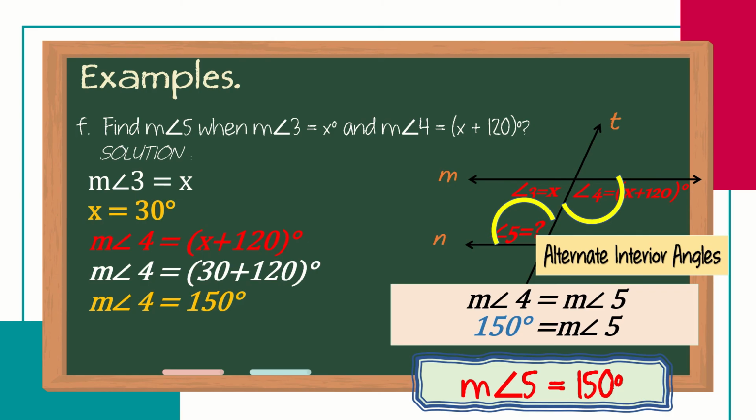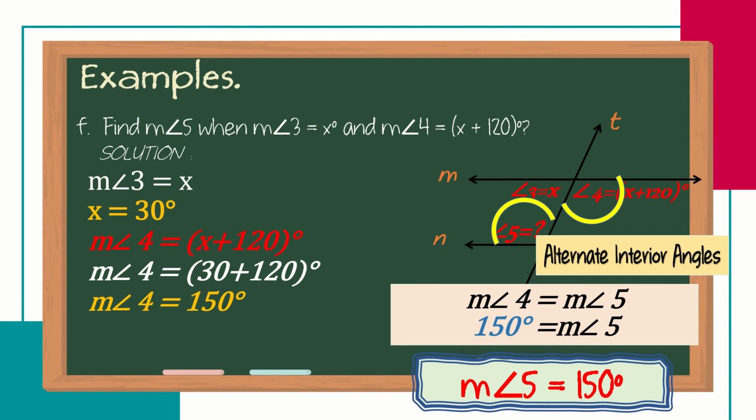Another way to solve for the measure of angle 5 is that we can use the measure of angle 3, or the value of x, and angle 5. We know that angle 3 and angle 5 are same side interior angles, and same side interior angles are supplementary. The measure of angle 3 plus the measure of angle 5 is 180 degrees. To get the measure of angle 5 using angle 3, which is equal to 30 degrees, we have to subtract 180 minus 30. The result will still be the same. It is equal to 150 degrees.